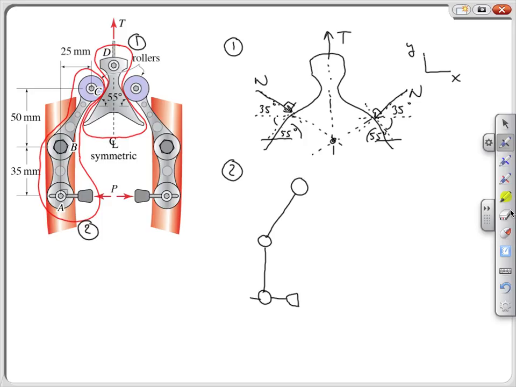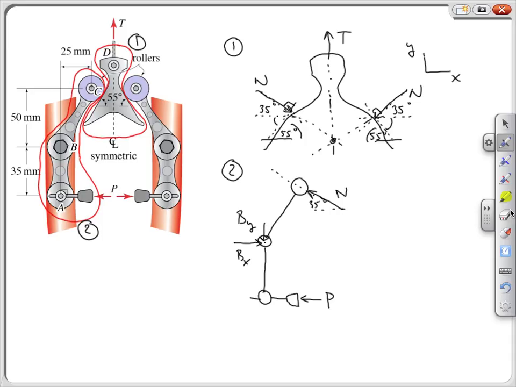And we have equal and opposite forces N here. So we have a force N here. Again, that also is going to make an angle of 35 degrees with the horizontal. We've got bearing forces Bx and By here. And we've got our force P pushing back on the brake pad here.